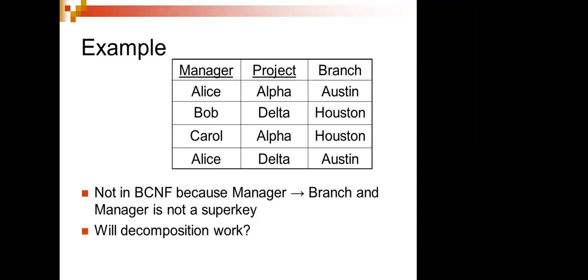See another example, you can see manager and project. So it is not in the BCNF. Why is it not in the BCNF, that is Boyce-Codd normal form? Because of manager and branch, and manager is not the super key. Okay, so we have something called manager and branch. So branch depends on manager, as I told you. So this is the dependence. So when I'm telling you that, what is happening is manager is not the super key.